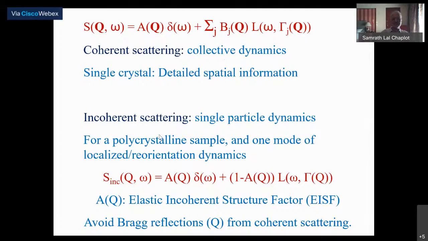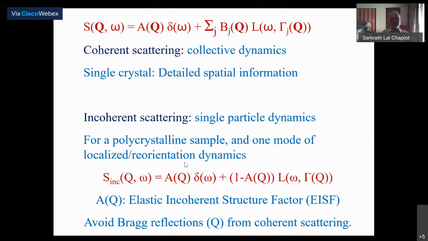On the other hand, incoherent scattering, as we said, we would study the single particle dynamics. So there is no correlation observed, but whatever happens to a single atom, depending on its geometry as well as the time-related information of the dynamics of a single atom, would be observable. And in that case, the elastic scattering part has the geometrical information about the nature of the stochastic dynamics of a single particle. So this is termed the elastic incoherent structure factor.